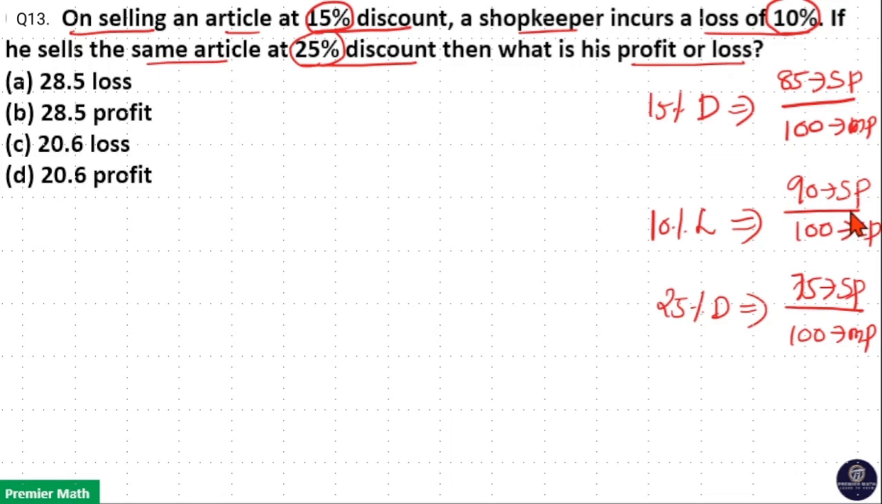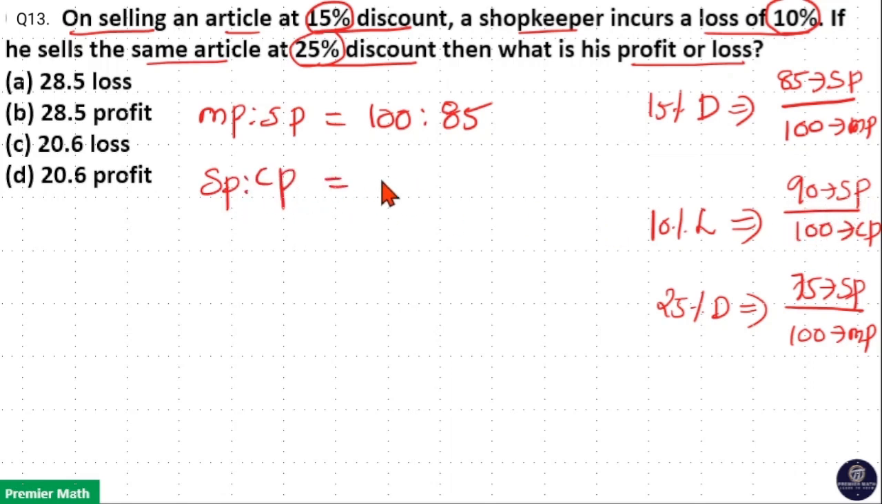But I need here sell price and cost price ratio. Out of these all, I need sell price and cost price ratio. So take accordingly. Here I will take mark price and sell price ratio first. Mark price and sell price ratio is equal to 100:85. Now I will take sell price and cost price ratio. Sell price and cost price ratio is equal to 90:100.